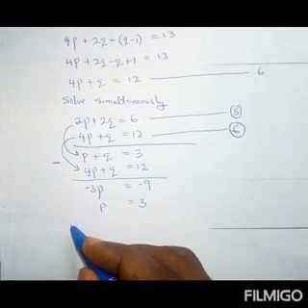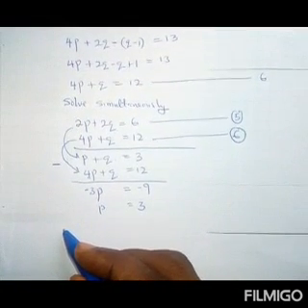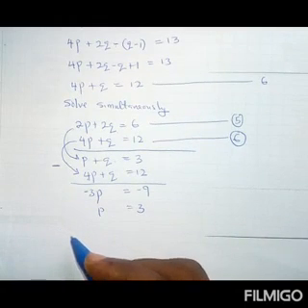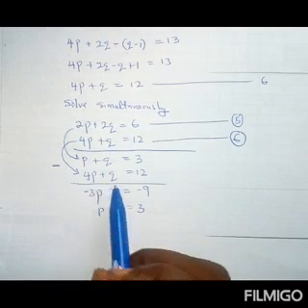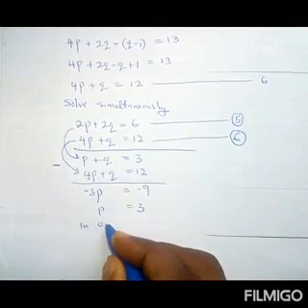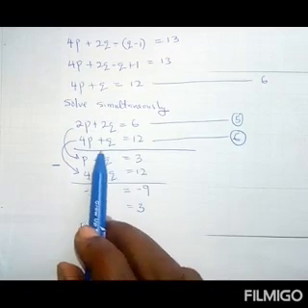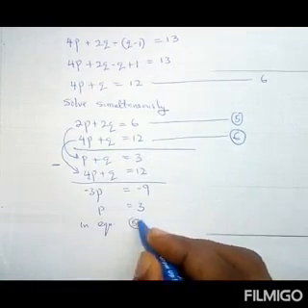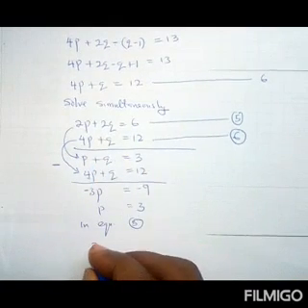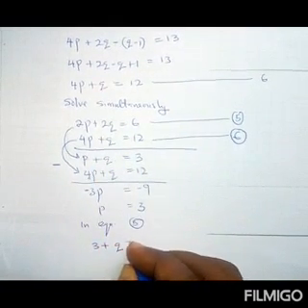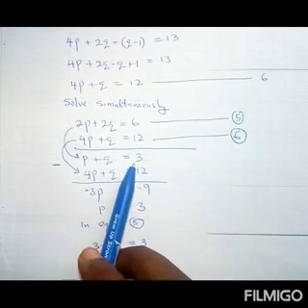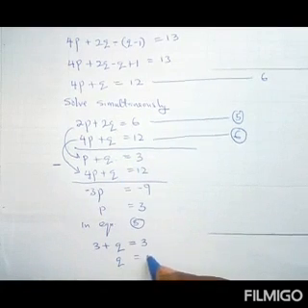Now you begin to call on those equations. That is why it is important to identify them with numbers. You can use any equation to get q. In equation, I want to use 5. This simplified 5: 3 plus q equal to 3. So q is 0.